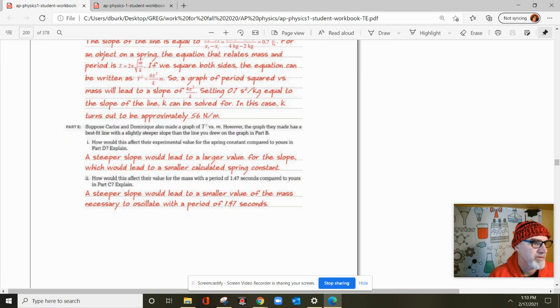I'd love to work through that in class if you want. It's kind of complicated, but it makes sense. And some more kids made graphs. They made a best fit line with a slightly steeper slope, and the steeper slope would be a bigger value, but that value is in the denominator. When we get down to calculating k, it would be 4 pi squared over a bigger value, which would make it actually a smaller spring constant.